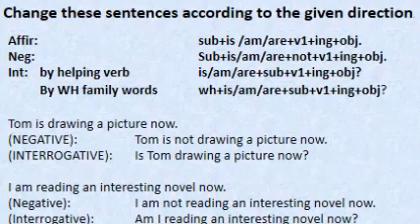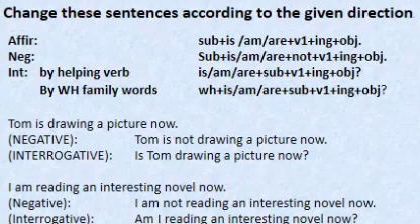Interrogative sentence, so we will make it interrogative by helping verb. Okay, so here is a helping verb is. So first we will put is at the first, then we will write subject, that is Tom, and verb's first form with ing, it means drawing, and then object a picture now. So it will be: Is Tom drawing a picture now?